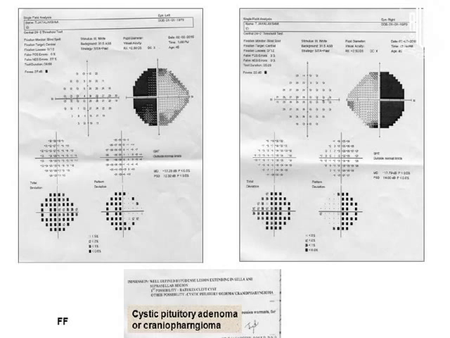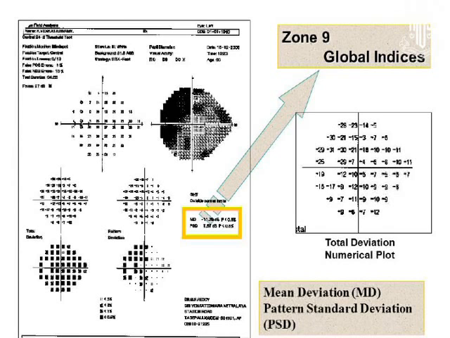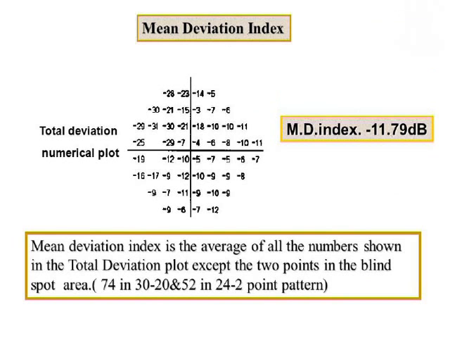So pattern deviation probability plots are created only to know the localized scotomas in the pattern in the generalized depression. Then there are the mean deviation index and pattern standard deviation. Mean deviation index is nothing but the average of all the numerical values of the total deviation numerical plot.